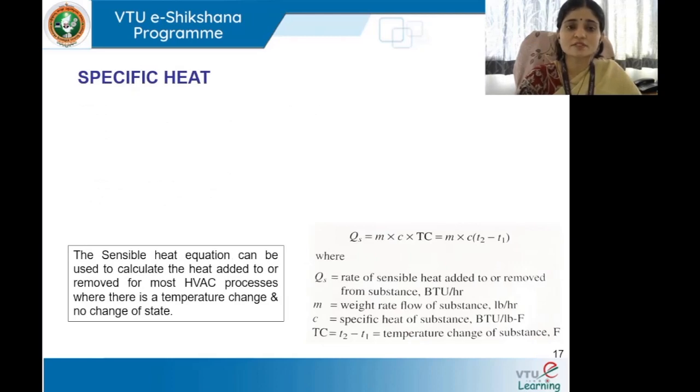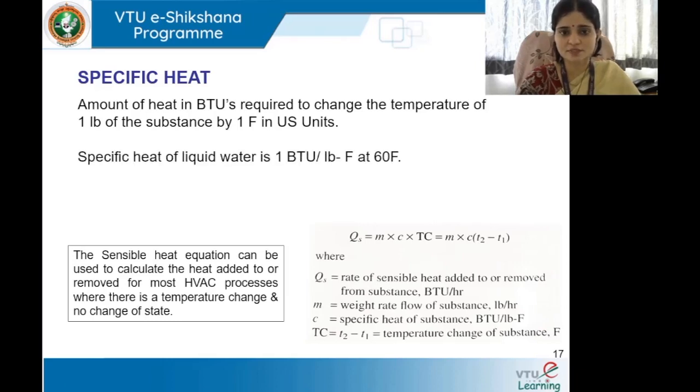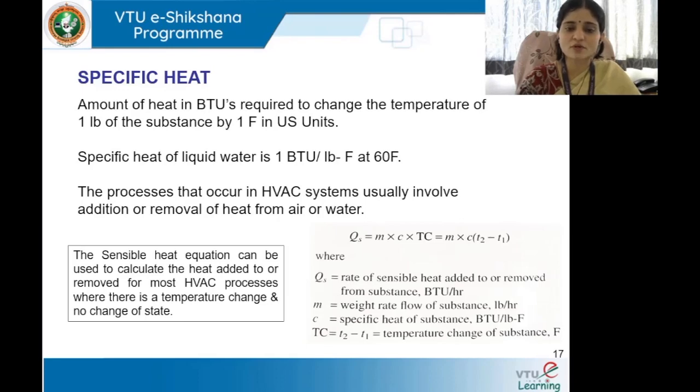Now coming to the term specific heat. It is the amount of heat in British thermal units required to change the temperature of 1 pound of the substance by 1 degree Fahrenheit in US units. So, the processes that occur in HVAC systems usually involve addition or removal of heat from air or water. So, kindly remember this because this is going to be adopted ahead. And that is the formula for calculating specific heat. The sensible heat equation can be used to calculate the heat added or removed for most HVAC processes where there is a temperature change but no change of state of the substance.